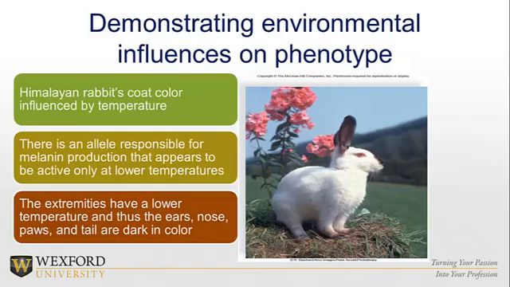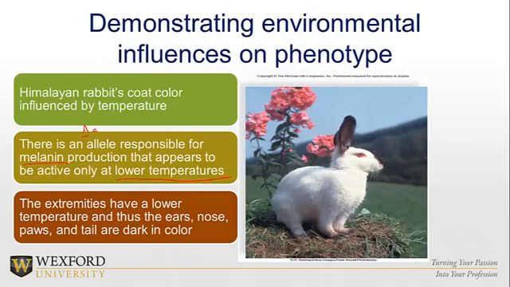So a couple examples of environment affecting phenotype, that physical manifestation, once again, those multifactorial traits. We look at this Himalayan rabbit, and its actual coat, the color of its coat, is affected by temperature. Because there's an allele, so once again, think like big A, little a, there is an allele responsible for melanin production that appears to be active only at lower temperatures.